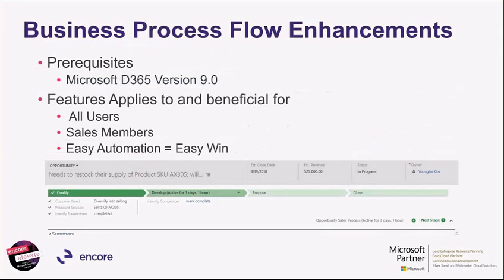The next feature we'll be diving into is the business process flow enhancements. Again, this only applies to you if you're on version 9.0 or higher. This quick configuration setup will be beneficial for all users using any type of business process flow, not just limited to sales. It is, I would say, most common in sales if you use the out-of-the-box lead to opportunity process or the opportunity sales process.